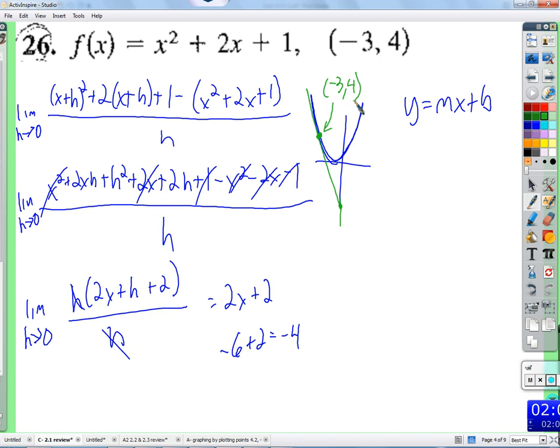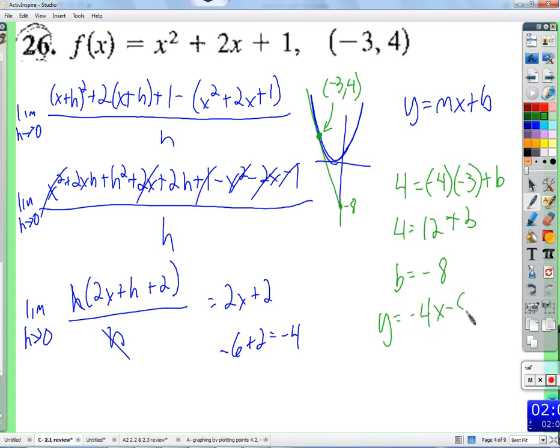Find b. Find b, how? Plug in x, y. 4 for y, and negative 3 for x. What else do we know? Negative 4 is our slope. And then x, which is negative 3. That's the point that it goes through, plus b. So we've got 4 equals 12 plus b. b equals negative 8. That must be negative 8 right there. So the equation is y equals negative 4x minus 8.